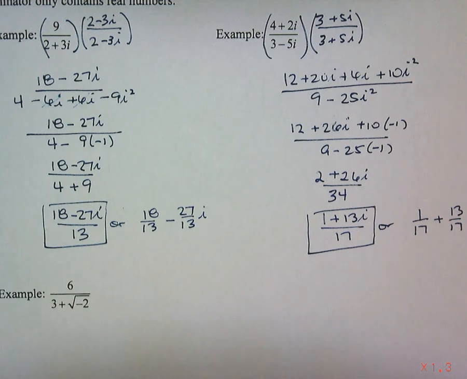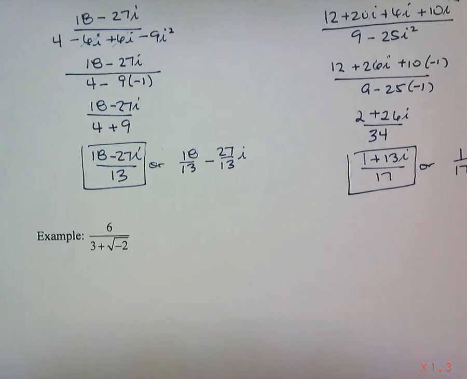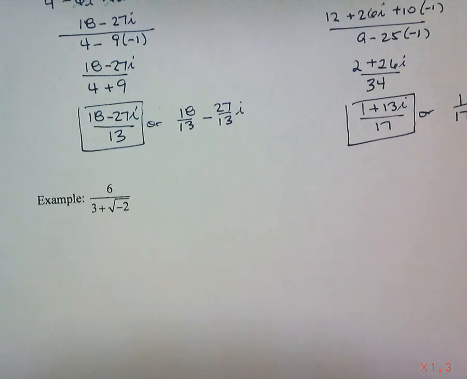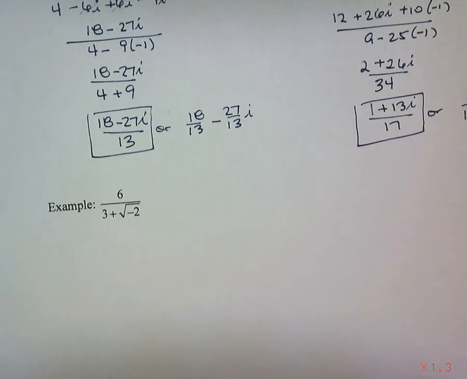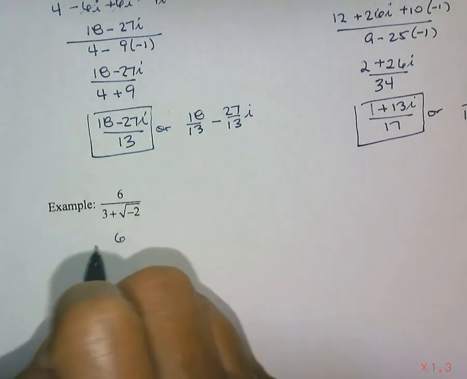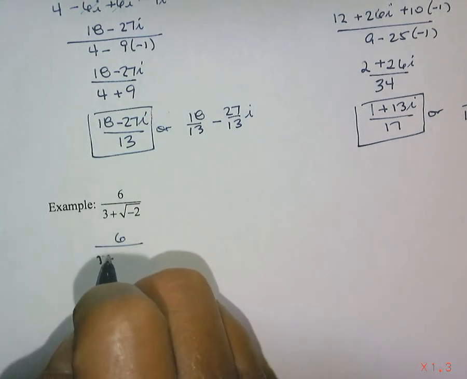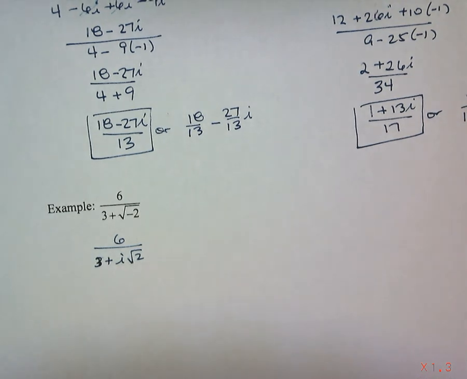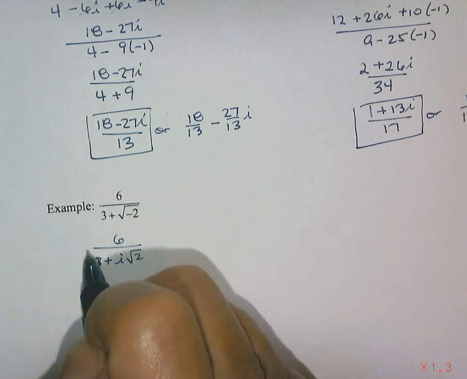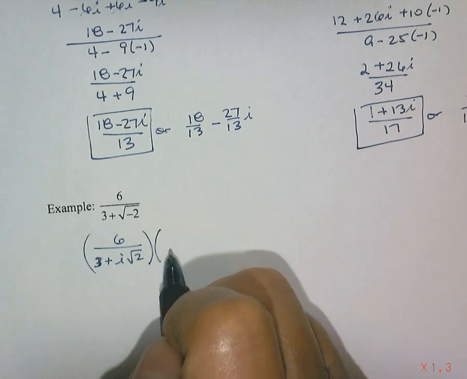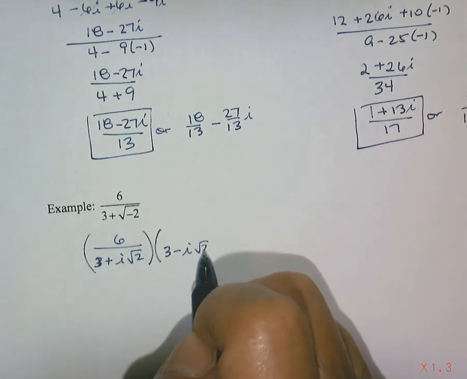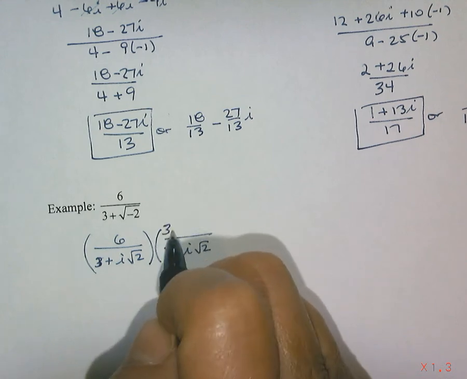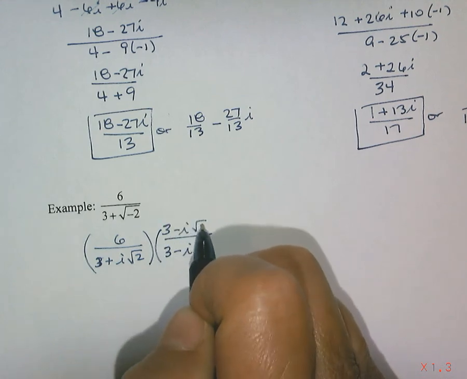And then the last example I have is a lot more complicated. Just have to be careful. You're capable of doing it. You just have to go slow and make sure you know what you're doing. I'm going to write this first as 6 divided by 3 plus i square root of 2. Now I can multiply by the complex conjugate of my denominator. So I'm going to multiply by 3 minus i square root of 2. But whatever I do in the denominator, I have to do in the numerator.